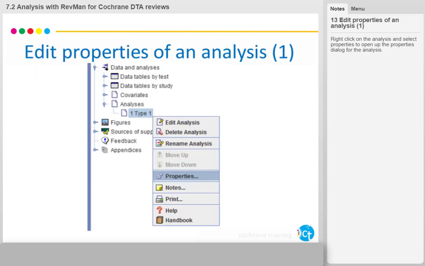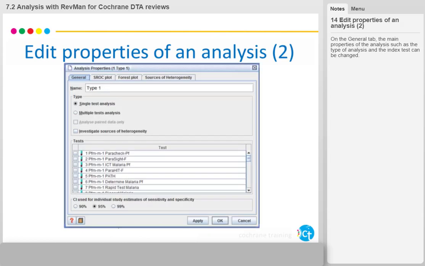Right-click on the analysis and select Properties to open up the Properties dialog box for analysis. On the General tab, the main properties of the analysis, such as the type of analysis and the index test, can be changed.